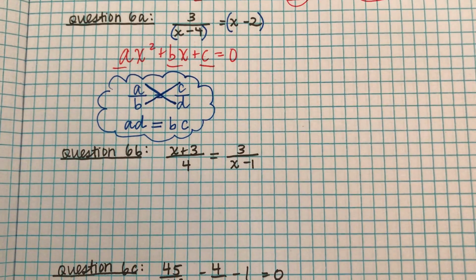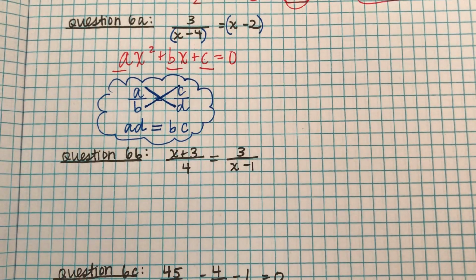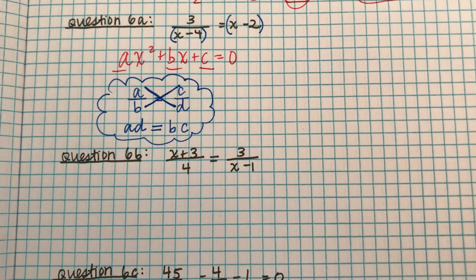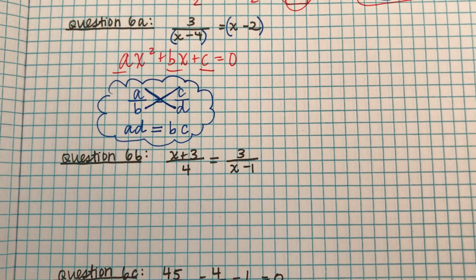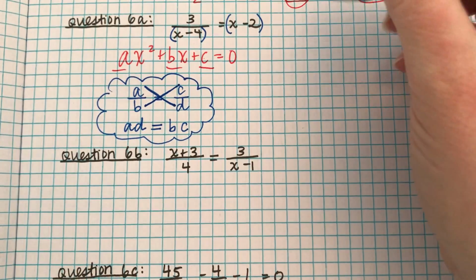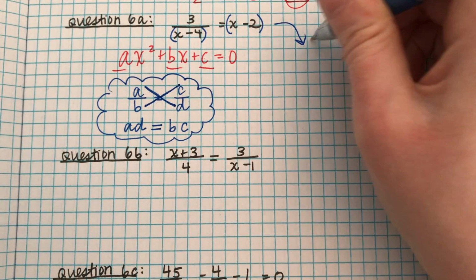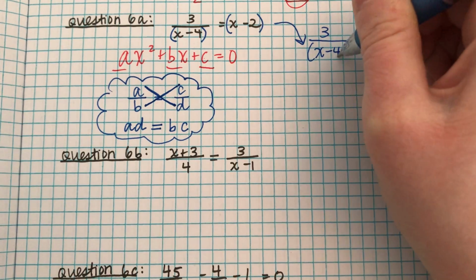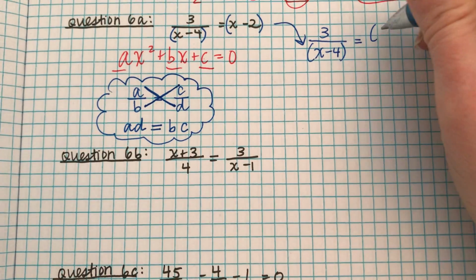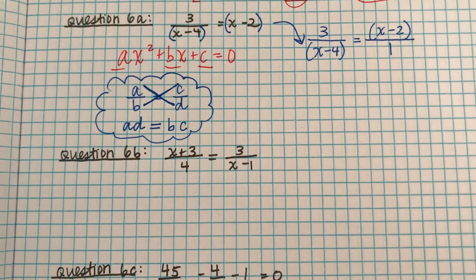Whenever you have expressions like this, you have to group them together in brackets. They must be grouped together. You cannot split that x minus 4 apart, and you cannot split that x minus 2 apart. I would always put them in brackets anyway, just so you know that you cannot split them apart. So I'm going to rewrite this as 3 over brackets x minus 4, which is equal to, I'm going to change the right side into a fraction over the value of 1.